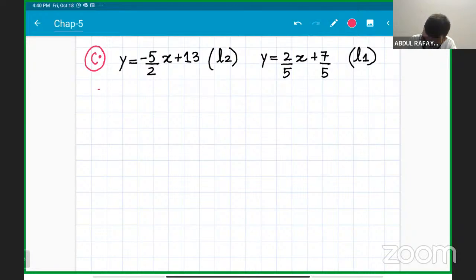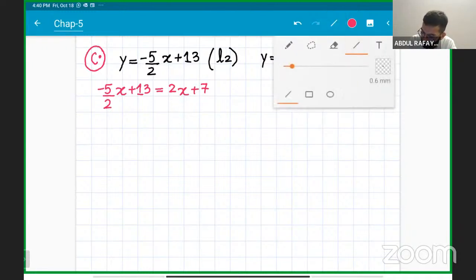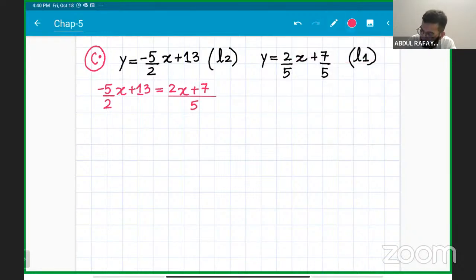Let's solve them simultaneously. Let's put them together. -5/2 x + 13 = 2/5 x + 7/5. So this one is already matching, so we can have one LCM for this, right? Because the denominators are both matching, so this is one LCM. But here you will have to make the LCM the same, students. 1 twos are, because the 13 twos are.